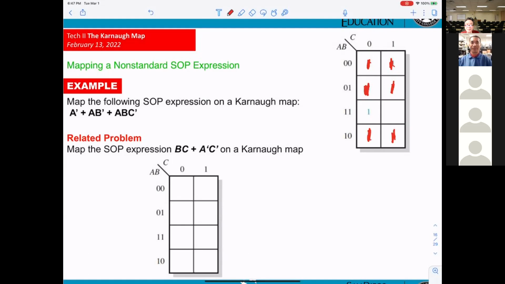The last one, A, B, not C. Okay, for the middle term, A, not B, you don't see a C. That means you don't care about C. So you could put whatever you want for C? Right, but they have to go with the A, not B.